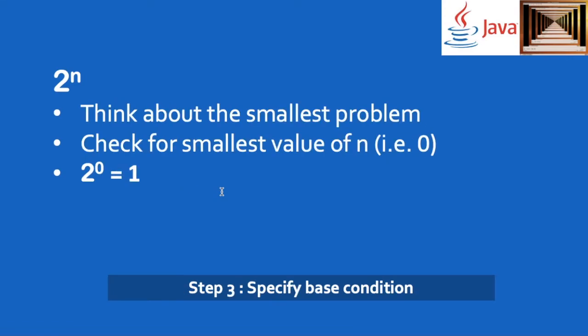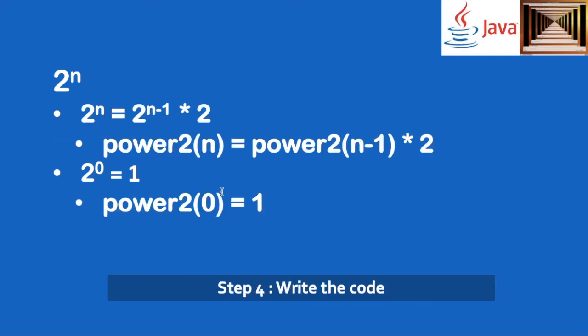Now that we have generalized it, we need to specify the base condition. So think about the smallest problem. Check for the smallest value of n. What is the smallest value of n in this case? 0. So 2 to the power 0 we know is 1. So that is our base condition.